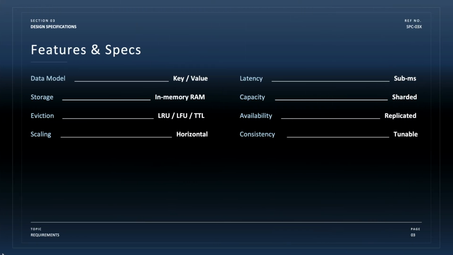Before deciding the architecture, let's define what we want. We need sub-millisecond reads, an in-memory key value store, horizontal scalability, replication for reliability, and an eviction strategy when memory becomes full. These requirements will guide the rest of our design.